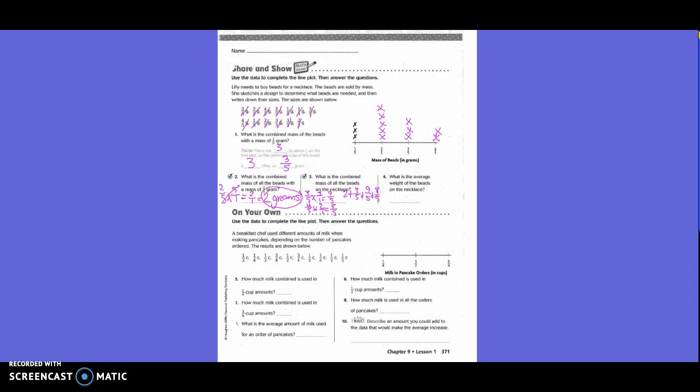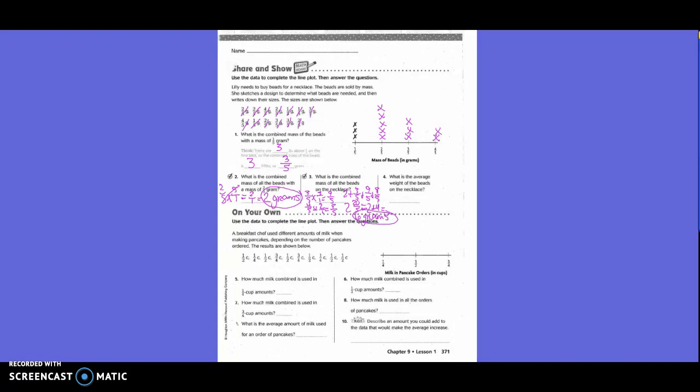And what does that get us? What's 3 plus 9 plus 8? Okay, so what's 3 plus 9? 12 plus 8 is 20. So 20/5, which also equals 4. So 2 plus 4, which equals 6 what? Grams, right?